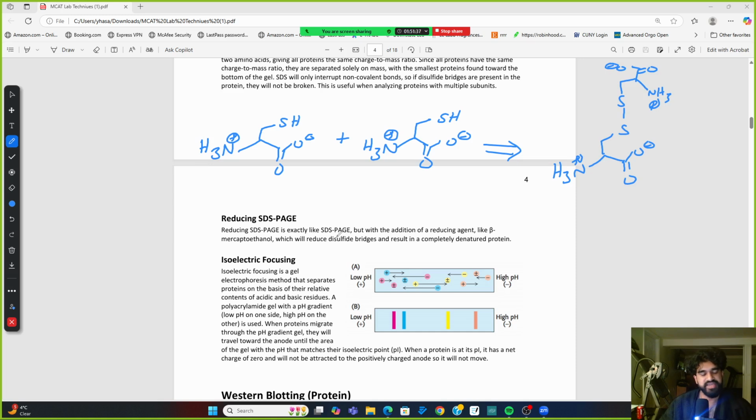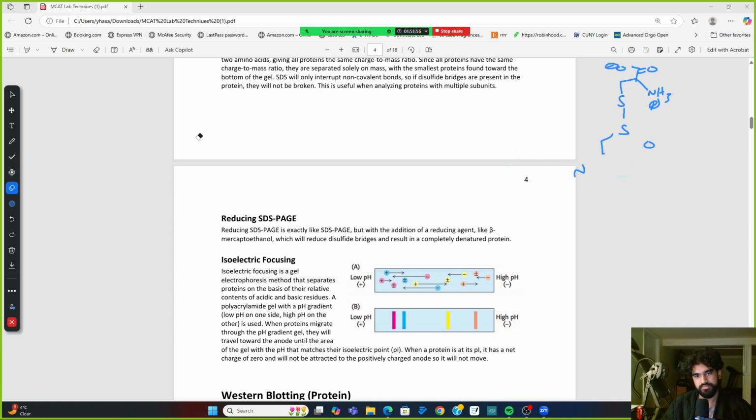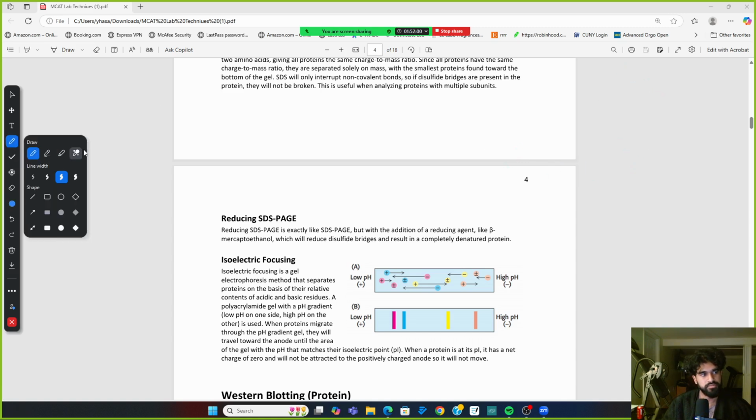So a reducing SDS-PAGE, right, is like an SDS-PAGE, but with the addition of a reducing agent like beta-mercaptoethanol, which will reduce disulfide bridges and result in a completely denatured protein. Okay. Pop quiz. Ready?